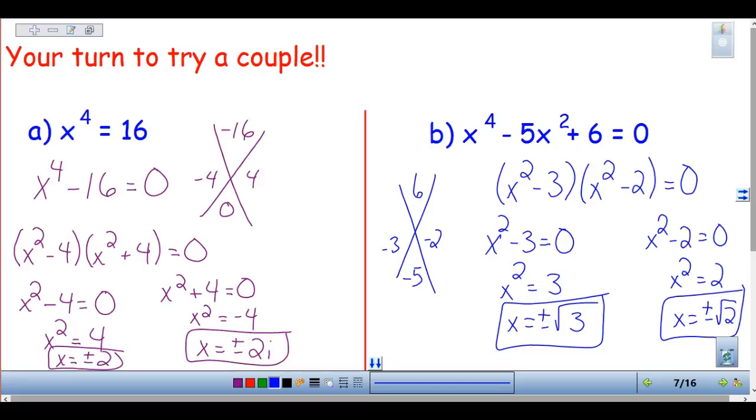Part B, you make your x. You can factor it. You notice I just left the square roots of 3 and 2. I didn't make the decimals. You can if you want, or you can stop there.